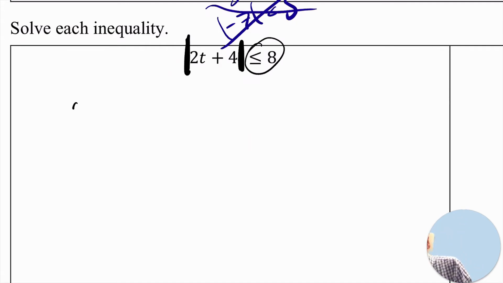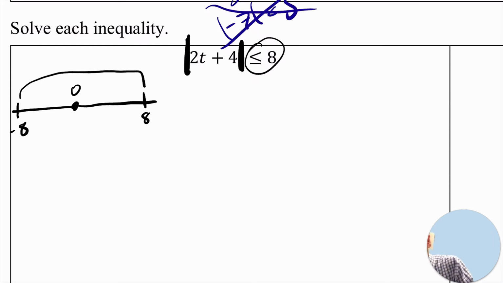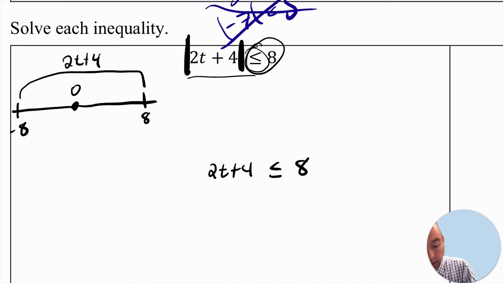So just thinking, if this is where 0 is on the number line, and this is where 8 is, and then we also have -8 right here, then anywhere in this interval can be where 2t plus 4 is located, so that its distance is going to be less than or equal to 8 away. So what that basically implies is that 2t plus 4 has to be between 8 and -8 for the distance of that expression to be less than or equal to 8 from 0.